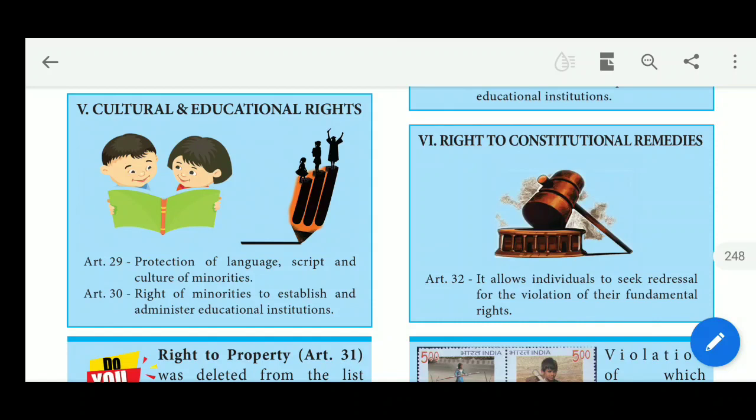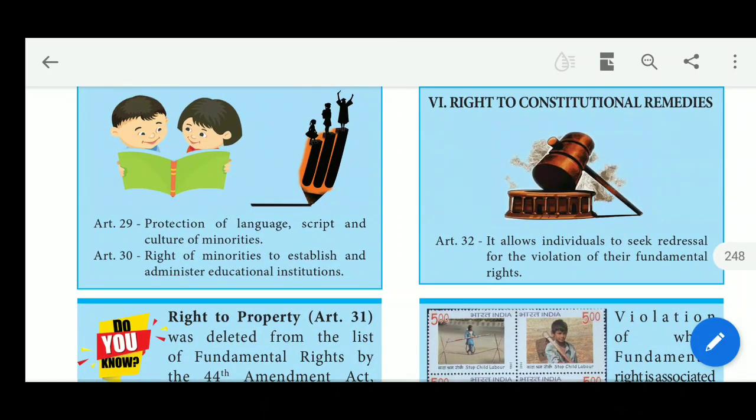Page 172. Right to constitutional remedies. Article 32. It allows individuals to seek redressal for the violation of their fundamental rights.